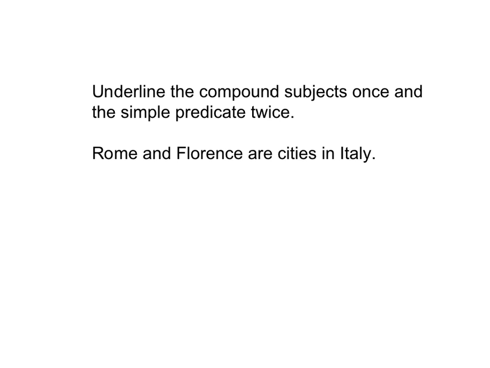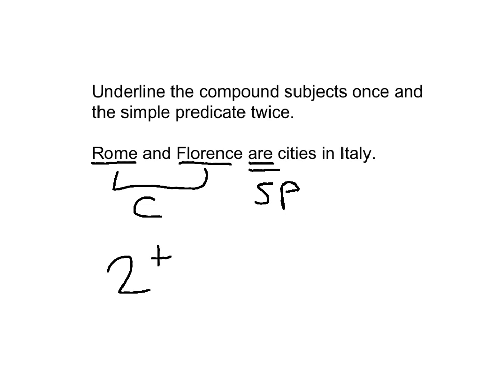In this sentence, Rome and Florence are cities in Italy. We actually have two subjects and one predicate. The predicate is the verb in the sentence, and the verb in this sentence is are. So I'm going to underline that twice, and that's our simple predicate. Next, we have to find the compound subjects. Remember, compound just means that there's two or more subjects in the sentence. In this case, what are cities in Italy? Right, Rome and Florence. So those are our compound subjects. Good. Let's try another one.